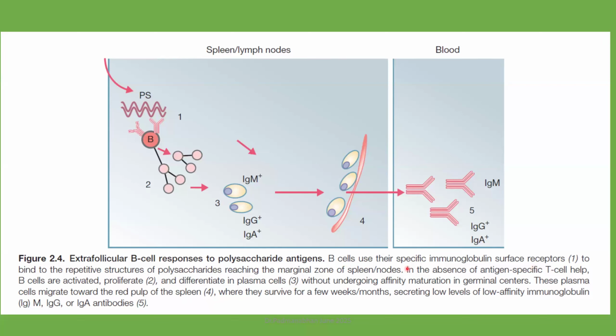See this. I can read it out. The B cells use this. Can you read out what is given in that? Extrafollicular B cell response to polysaccharide antigens. B cells use their specific immunoglobulin surface receptor to bind to the repetitive structures of the polysaccharide, reaching the marginal zone of the spleen or nodes. In the absence of antigen-specific T cell help, B cells are activated, proliferate, and differentiate into plasma cells without undergoing affinity maturation in the germinal centers. These plasma cells migrate towards the red pulp of the spleen, where they survive for a few weeks or months, secreting low levels of low affinity immunoglobulin, IgM, IgG, or IgA antibodies. This is the basis of polysaccharide antigens. Now, the basis why it is conjugated with a protein is so that they can enter the germinal center.